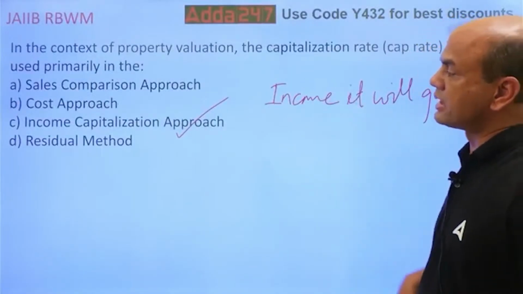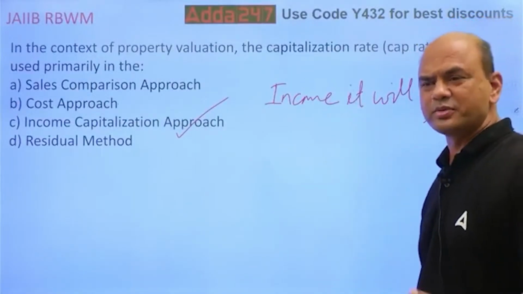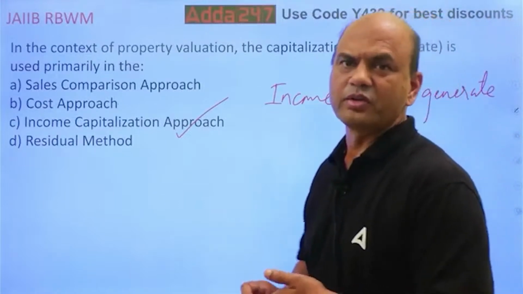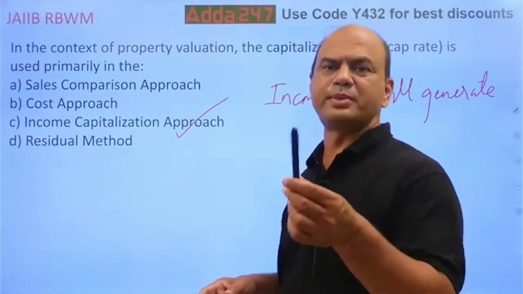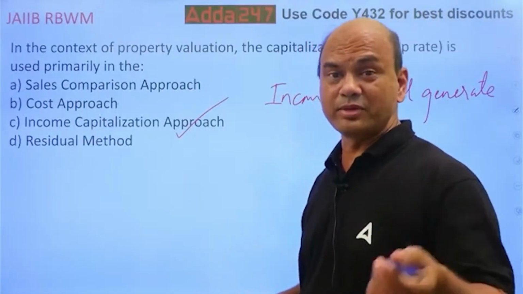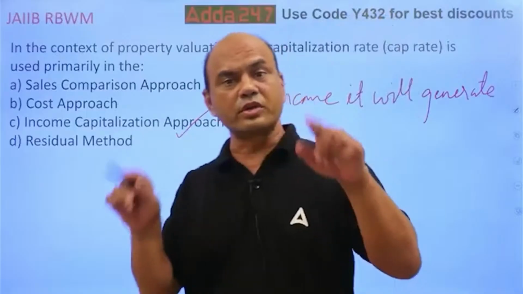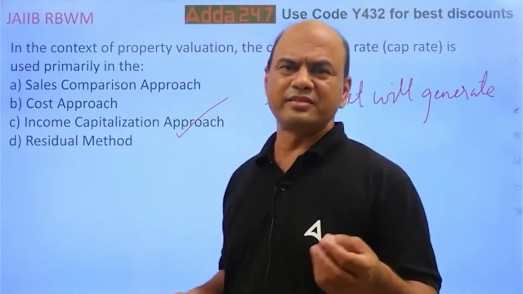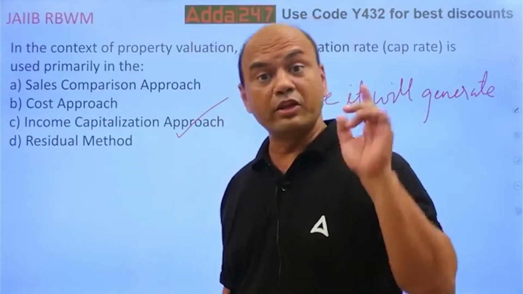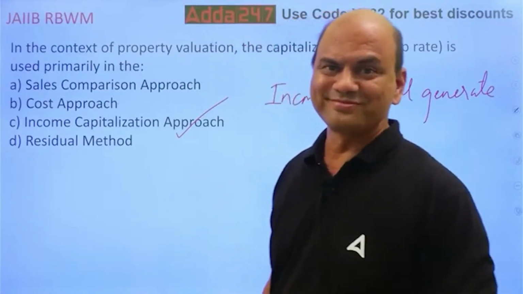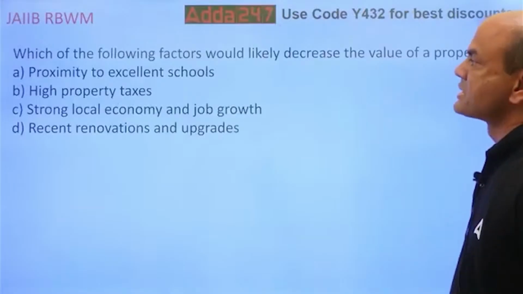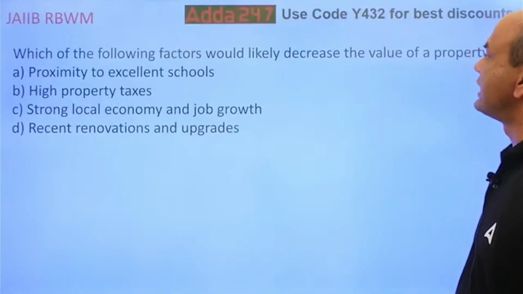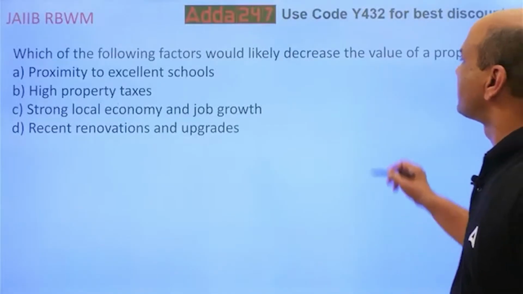Sales comparison already done. Cost approach. What is this cost approach? 2 times it has come. Cost approach. Cost means pure cost. Cost of this pen. Different. I gave you that example. Photograph. Cost of the photograph. Hardly something. Value of that photograph. Huge. Okay? Which of the following factors would likely decrease the value of the property?